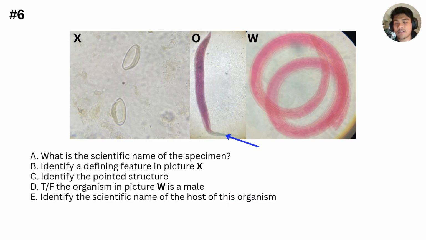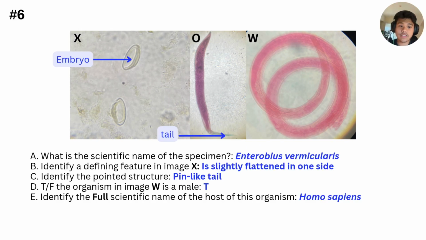Moving on to station 6, we have a new species with three different images wherein we have to find key structures along with key characteristics. The organism here is Enterobius vermicularis. Its defining feature in its egg stage is its slightly flattened appearance in one side. It has a pin-like tail, which can only be found in males, and image W is actually the longer female. Its main and only host organism is humans, or better known as Homo sapiens.